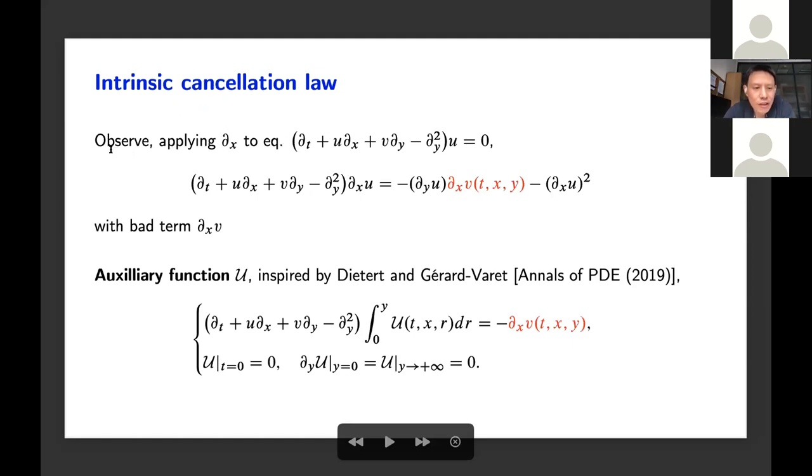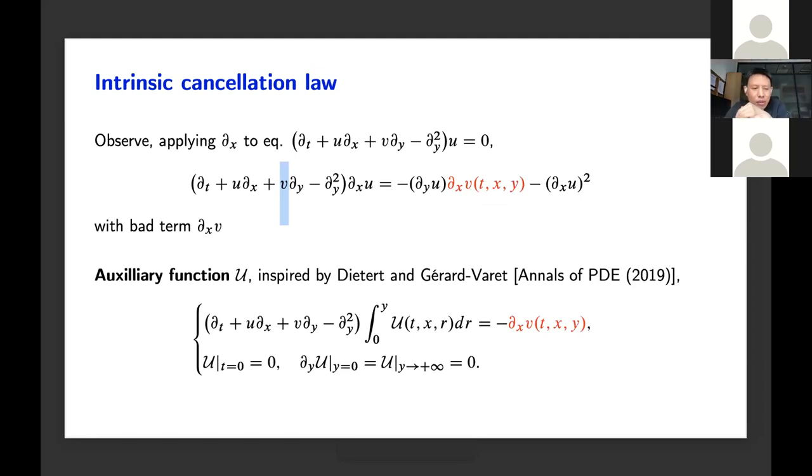So first I recall the main difficulty for studying the Prandtl equation. If we take ∂x of the Prandtl equation, and the x derivative is taken on the nonlocal terms, so these are the red color terms, we lose one order of tangential derivatives, because this is something of second order in ∂x. So we lose derivatives. So usually we want to cancel these terms.